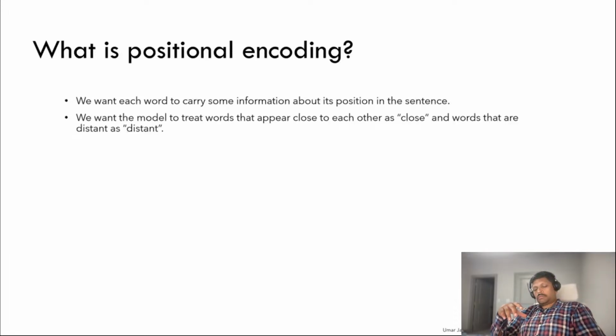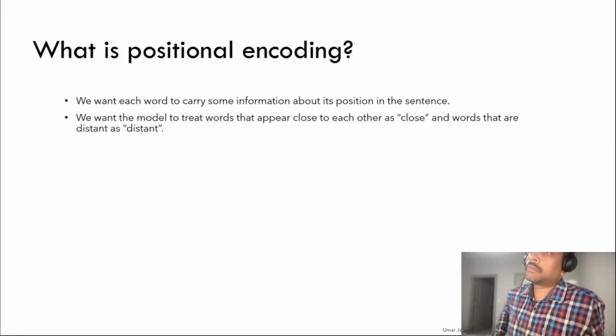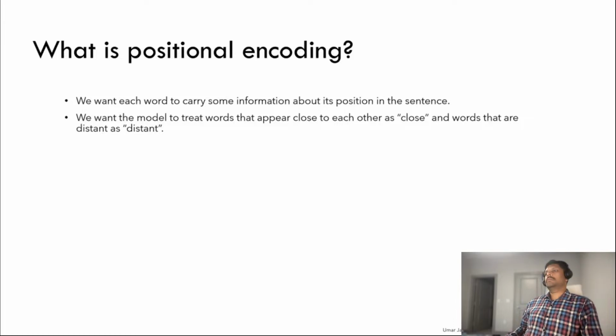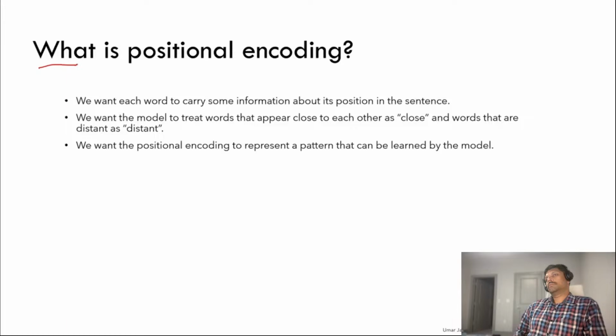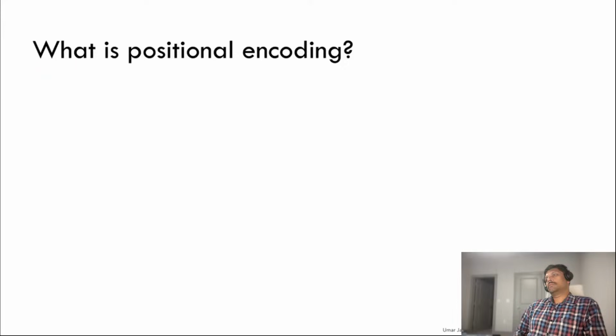So we want the model to treat words that appear close to each other as close and words that are distant as distant. We want the model to see the spatial information that we see with our eyes. For example, when we see this sentence, "positional encoding", we know that the word "what" is farther from the word "is" compared to "encoding", because we have this spatial information given by our eyes, but the model cannot see this. So we need to give some information to the model about how the words are spatially distributed inside of the sentence. And we want the positional encoding to represent a pattern that the model can learn. And we will see how.